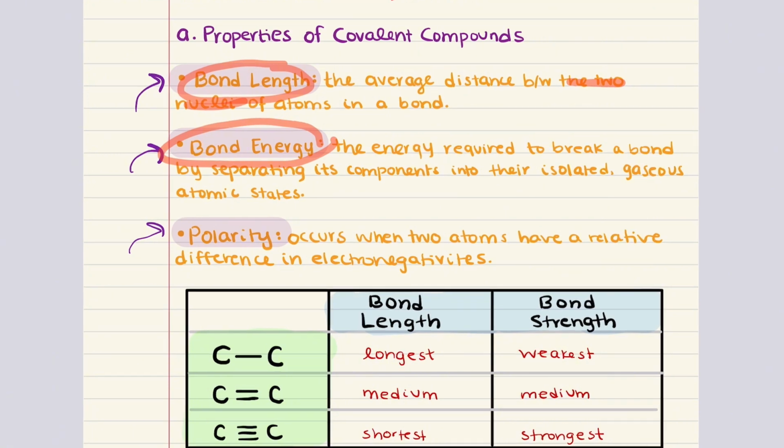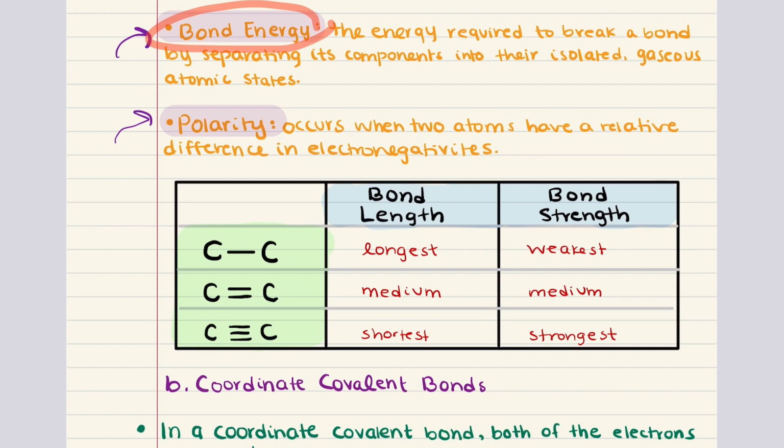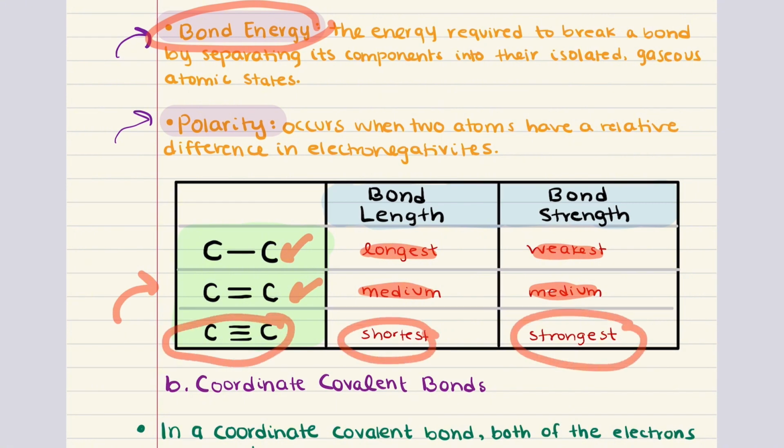Now, this kind of information is summarized in this table here. All right, single bonds have the longest bond length and the weakest bond strength. Double bonds have a medium bond length, medium bond strength, relatively speaking, and triple bonds are the shortest bonds and the strongest bonds. The next thing we want to talk about is polarity.